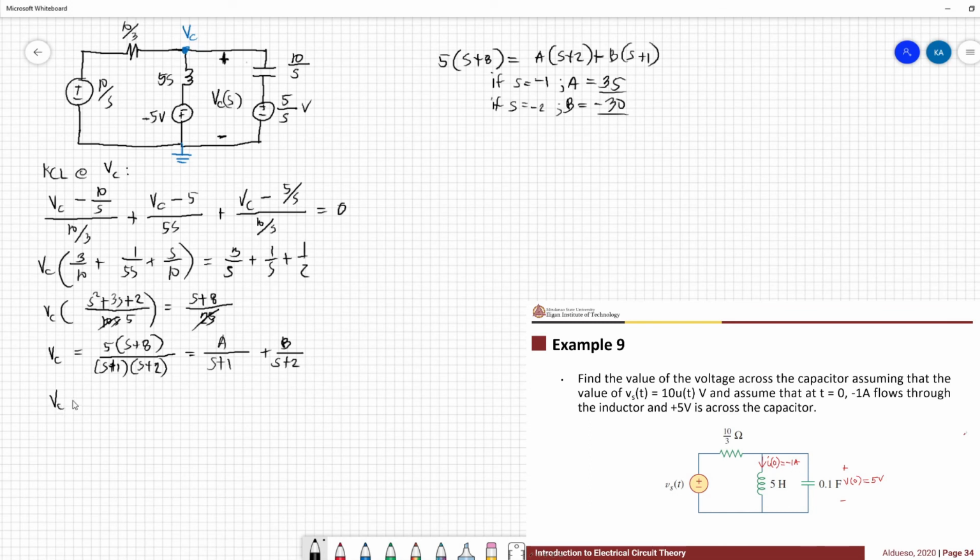And our expression for VC is equal to 35 over S plus 1 minus 30 over S plus 2 volts. Converting this into time domain, equal to 35 e to the negative t minus 30 e to the negative 2t times u of t.